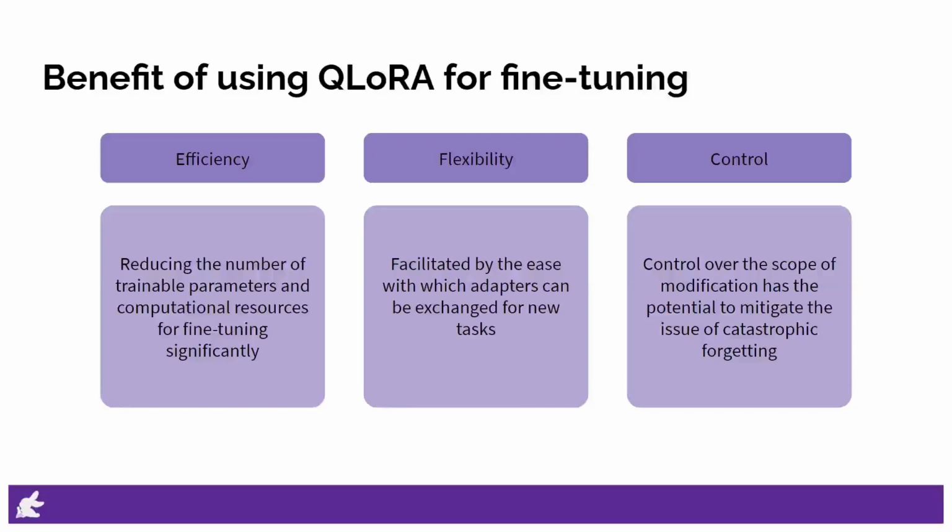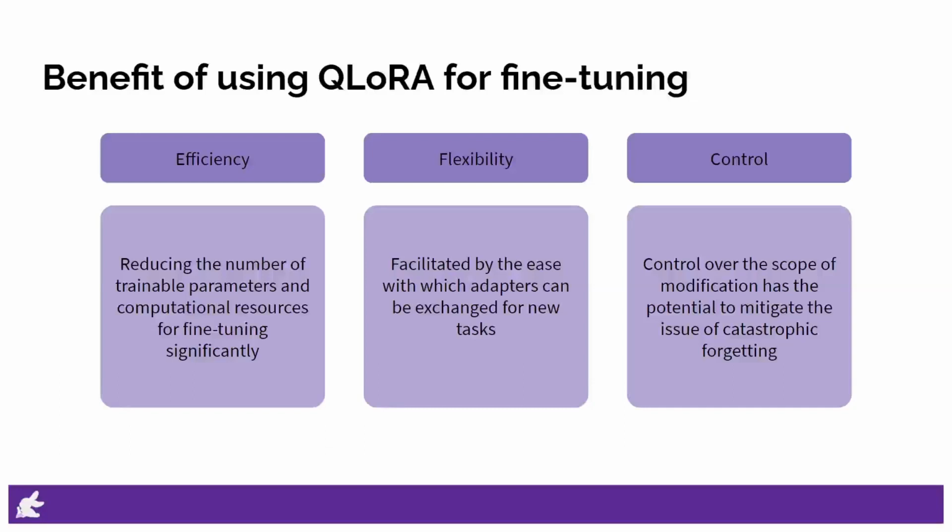QLoRA offers the flexibility to fine-tune for various tasks without requiring significant adjustments to the pre-trained model. This adaptability is facilitated by the ease with which adapters can be exchanged, allowing for swift adaptation to new tasks. This versatility makes QLoRA a valuable tool for addressing diverse and evolving challenges in the field of machine learning and natural language processing. With its capability to seamlessly accommodate different tasks, QLoRA presents an efficient and adaptable solution for a wide array of applications, demonstrating its potential to enhance performance across various domains.